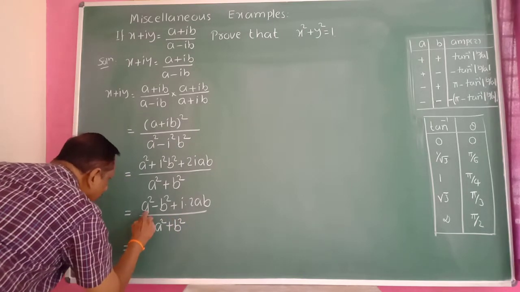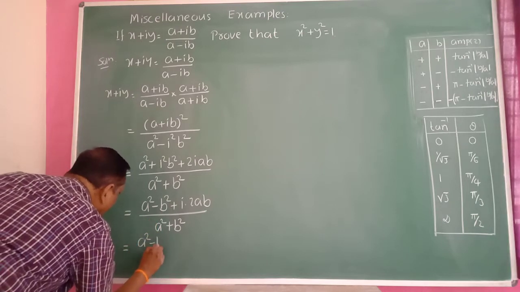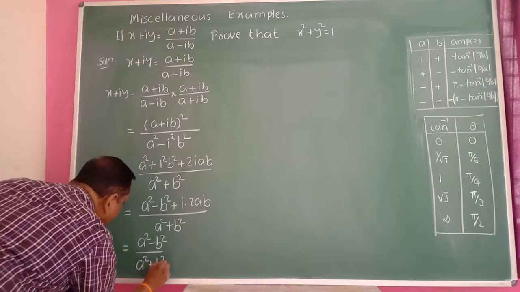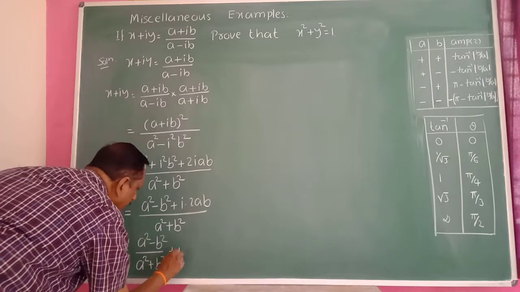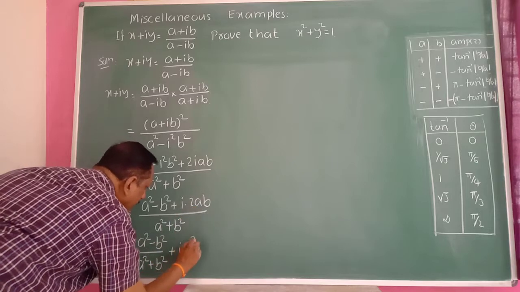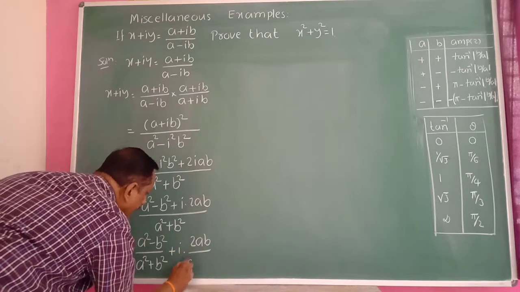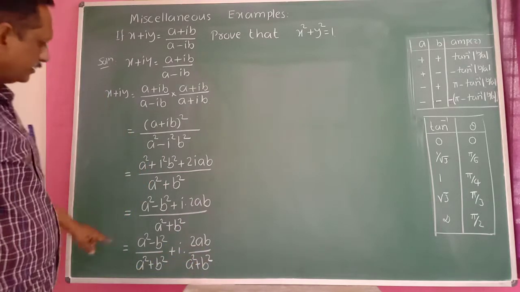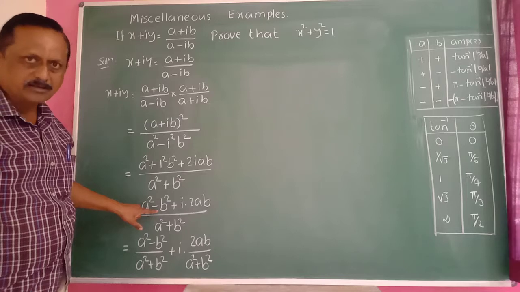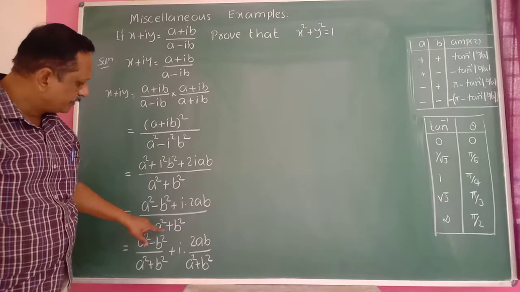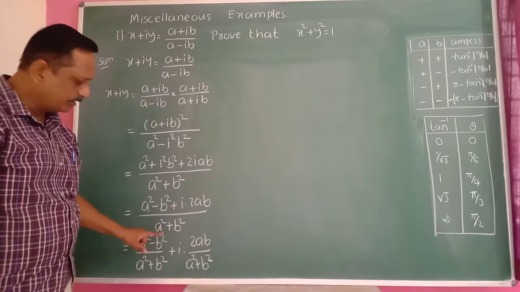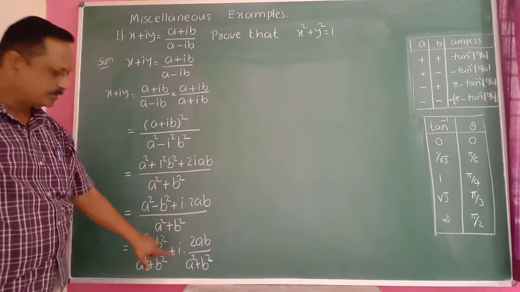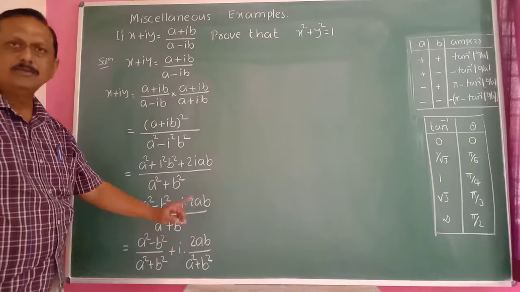Therefore, this equals (a square minus b square) divided by (a square plus b square) plus i into 2ab upon a square plus b square. Here a square minus b square divided by a square plus b square is the real part. Then i into 2ab upon a square plus b square is the imaginary part here.